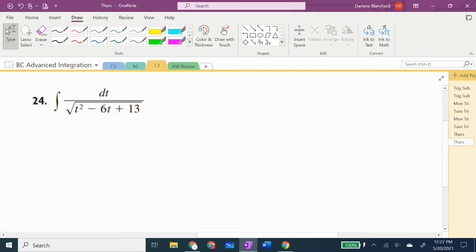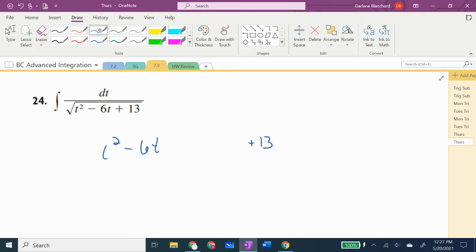Now, with this problem, you're going to need to complete the square. I'm going to talk you through completing the square. And I'm doing this video faster because I forgot to push record. So, with completing the square, I am going to take that t squared minus 6t plus 13, but I'm going to actually set that plus 13 over to the side. This problem is kind because my leading coefficient is 1.